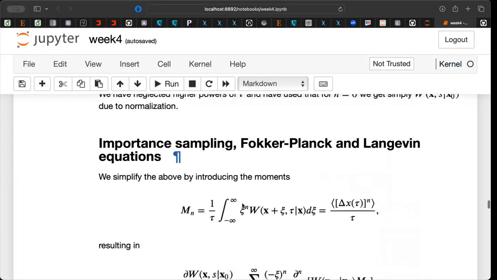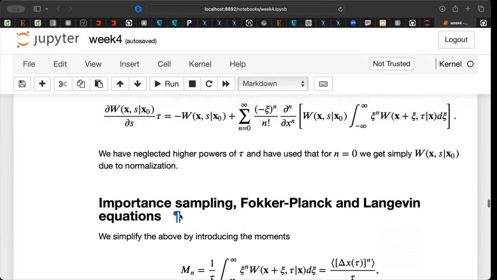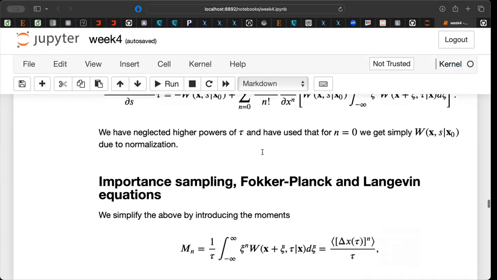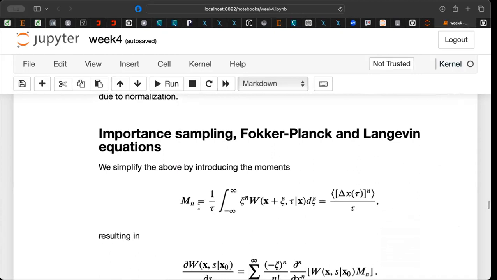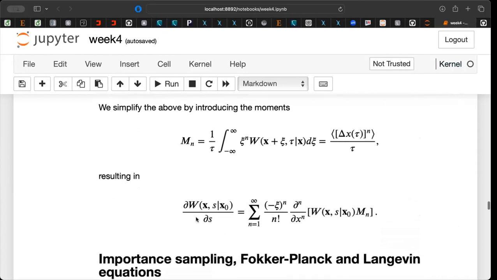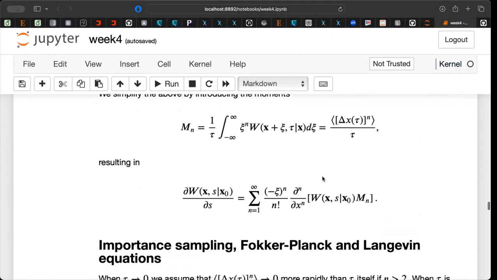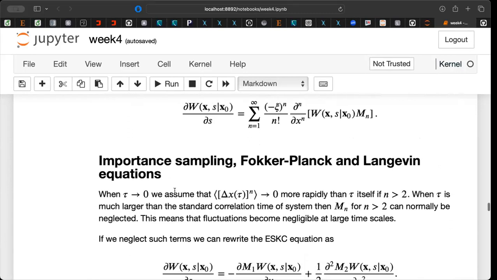And when we do that, what I'm going to do now is simply to introduce different moments, because you have a Taylor expansion, which will now contain c to a given power. So I can define the specific moments here. And this is a more compact expression. I'm going to call this delta x of tau here. So I'm going to simply look at these expansions. And when tau goes to 0, when this becomes very small, we also assume that this quantity is going to 0 more rapidly than tau itself, if this n is larger than 2.